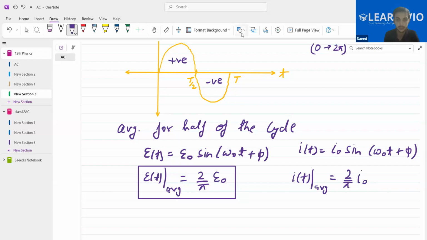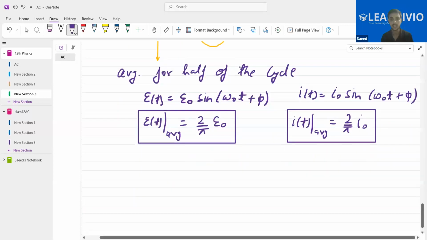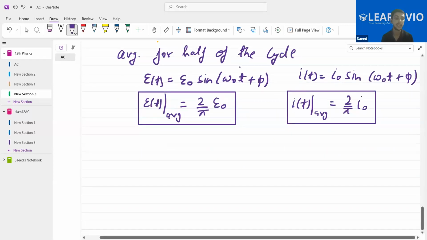E naught is the maximum value. Understood? So this is the average, how we used to define it. Understood? Now one more mathematical term is going to appear here.